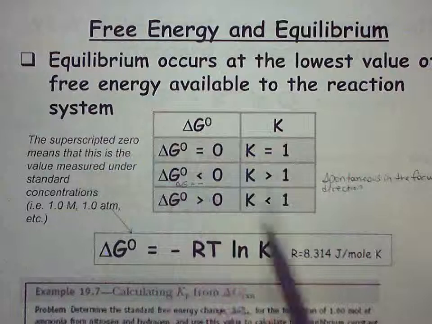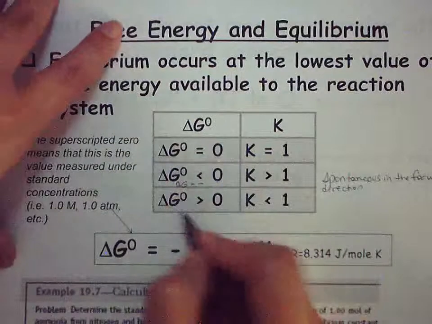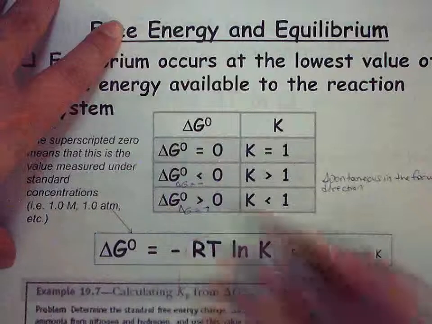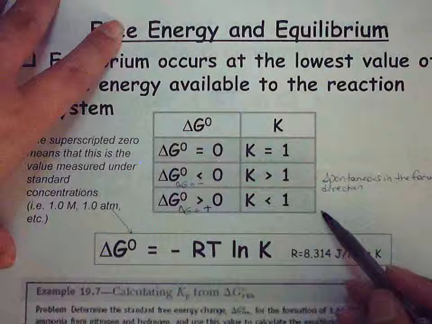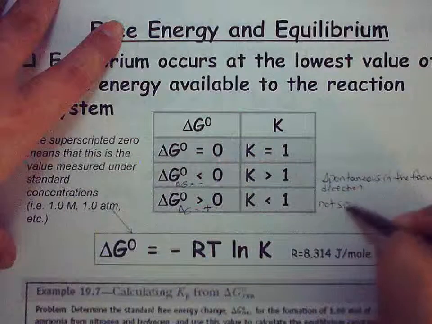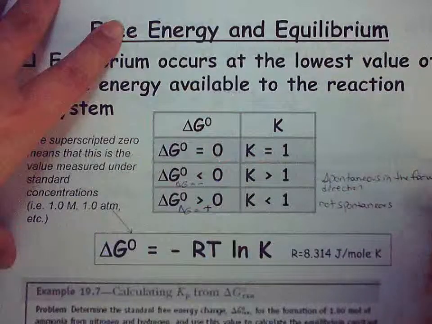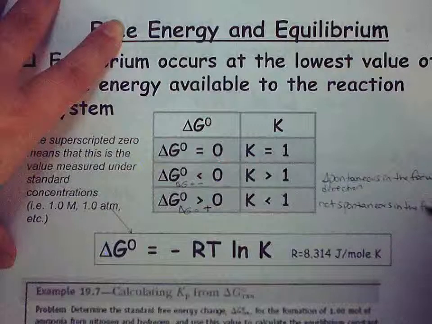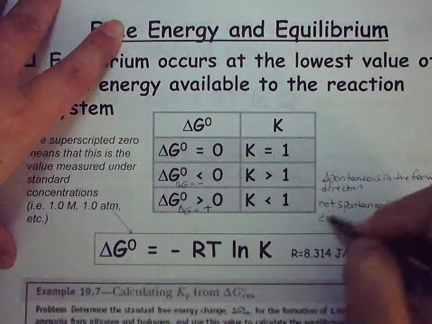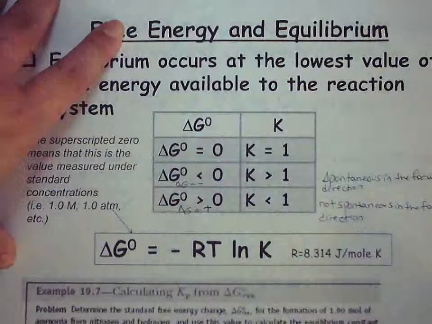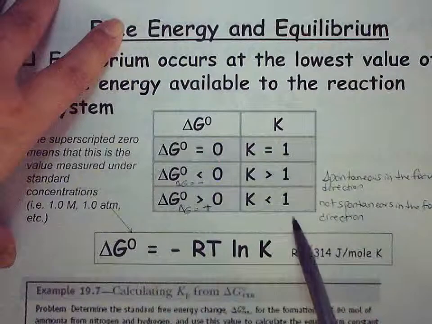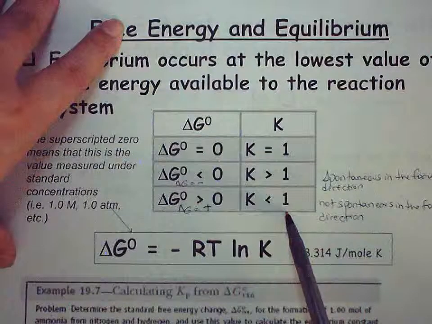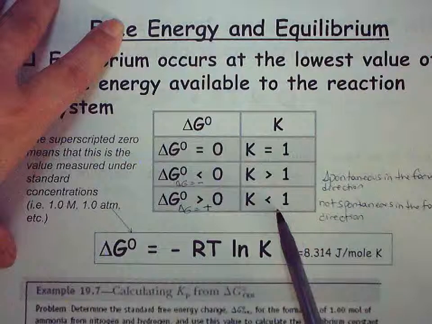What about delta G is greater than 0? What's the synonymous way of saying that? That delta G is positive, all right? What does a positive delta G tell you? It's not spontaneous. And when we say it's not spontaneous, we mean in the forward direction. All right, so reactions that are not spontaneous in the forward direction are going to have what kind of K values? They're going to be small K values, right, if they're not proceeding from left to right. So they're going to have K values less than 1.